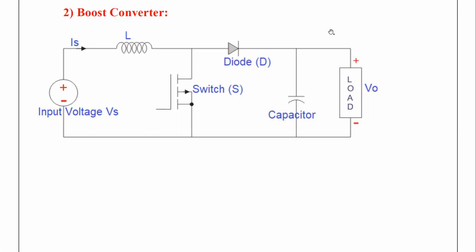Boost converter. In this boost converter, we are using an inductor which is connected in series with the input voltage source. Here, the current stored in the inductor will be given to the load in addition to the input voltage. That is the reason why the voltage will be stepped up at the load side. So it is called a boost converter or step up converter.